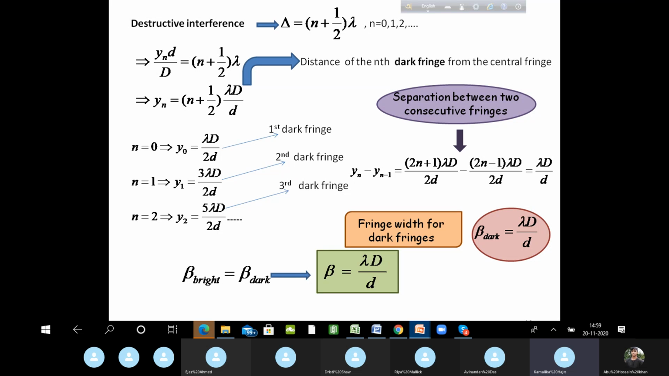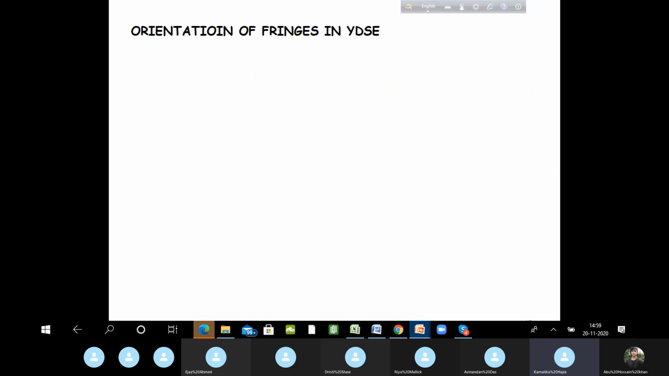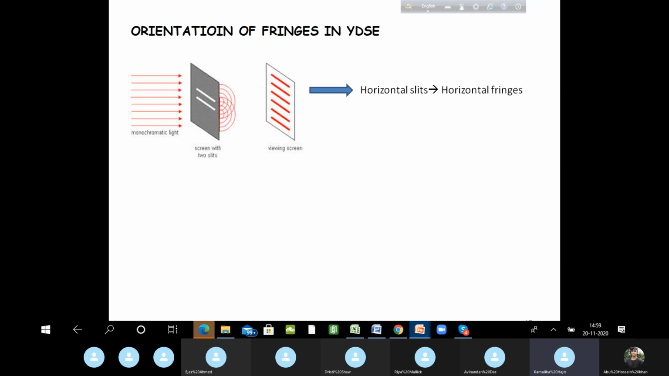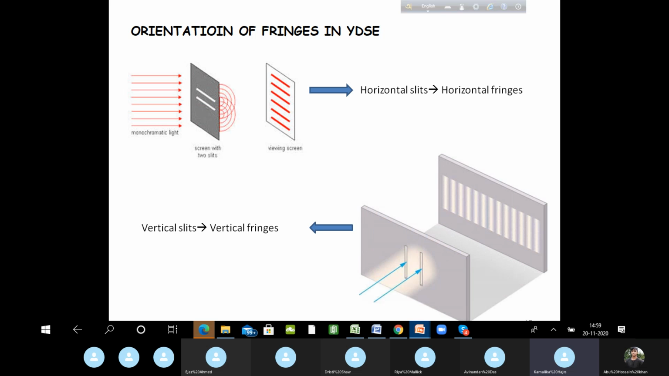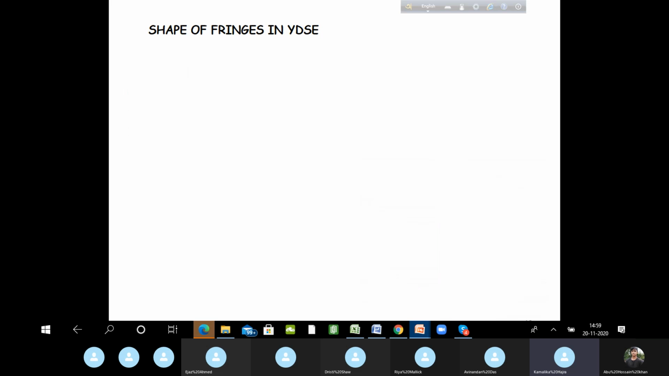Alright. So all the fringes are of equal thickness. In Young's double slit experiment, the fringes are all of equal width. These are also called fringes of equal width. How are the fringes oriented? If you have horizontal slits, then you have horizontal fringes. If you have vertical slits, you have vertical fringes.